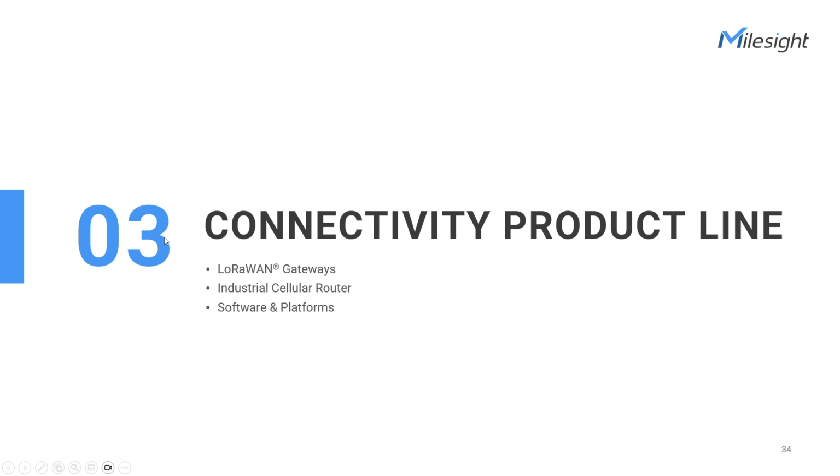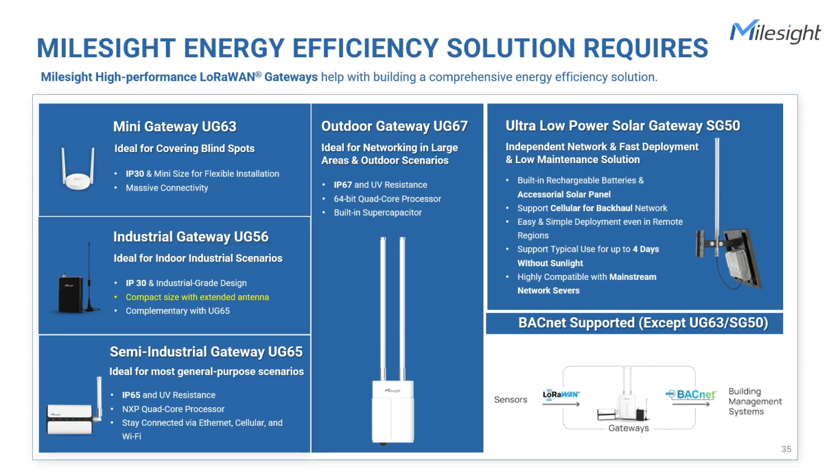Let's now quickly review the connectivity products. As you see in the previous diagrams, the LoRaWAN gateways are necessary for building up energy efficiency solutions, regardless of the HVAC or lighting or power consumption management. These gateways are equipped with high-performance capabilities and support rich protocols such as BACnet/IP, HTTP, and MQTT. You'll be sorry if you have no idea about the newly released solar-powered gateway SG50. It is designed to operate independently from a building's power grid, so it overcomes power supply challenges and minimizes power consumption by utilizing green solar energy.